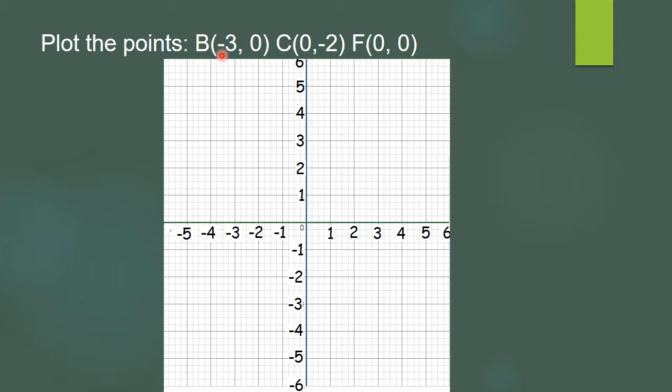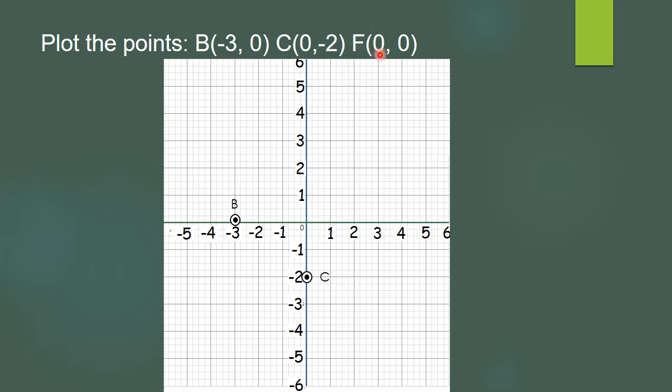Here the point given is (minus 3, 0). Its y coordinate is 0, which indicates that this point is on the x-axis. So where minus 3 is on the x-axis, just make a dot there, and that is our point. Here (0, minus 2): the x coordinate is 0, which indicates that the point is on the y-axis. Where minus 2 is on the y-axis, just make a dot there, and that is your point C.